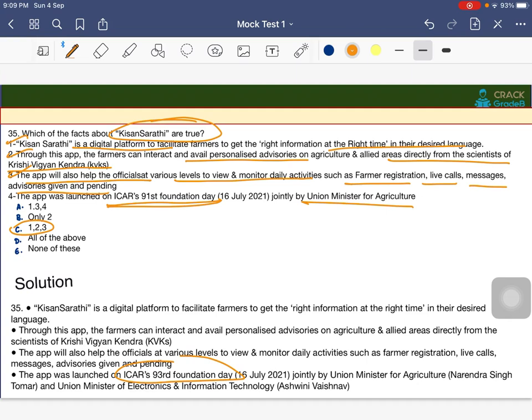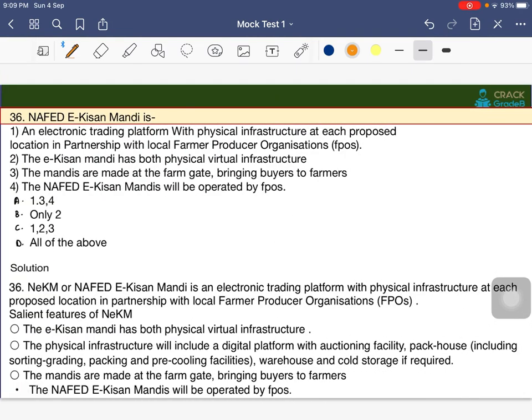July 2021. The NAFED e-Kisan Mandis, okay, this is the platform. Is it an electronic trading platform with physical infrastructure at each proposed location in partnership with local farmer producer organizations? The e-Kisan Mandi has both physical and virtual infrastructure. The mandis are made at the farm gate, bringing buyers to farmers. The NAFED e-Kisan Mandis will be operated by FPOs, that is, farmer producer organizations. Which of the options are correct? Okay, all the options: it is an electronic platform, yes, it has physical and virtual infrastructure, it brings buyers to the farmers' doorstep, and it will be operated by FPOs.